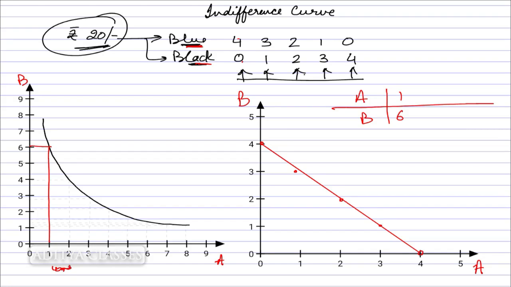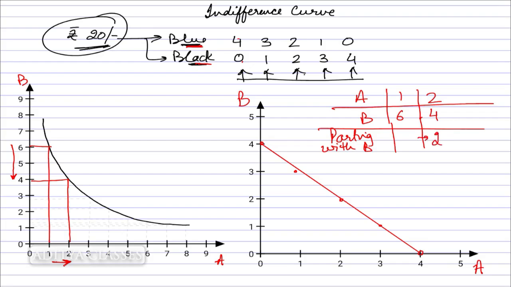Now, if I wish to add to my tally of A and I want 2 of A's, I want to go to this level. Now I have increased my tally from 1 to 2 and my tally of B has come down from 6 to 4. So how much am I ready to part with? I'm down to 4. How much have I parted with for B? I parted with 2 units.